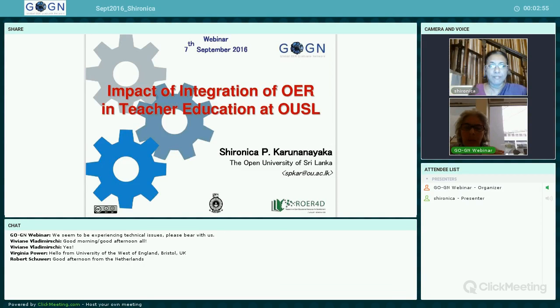So I'm very, very happy that Shironica has agreed to be here with us and present her work. Shironica is a professor of educational technology at the Open University of Sri Lanka, and she's going to be talking about a study that she's been conducting together with her team as part of the ROER4D project.